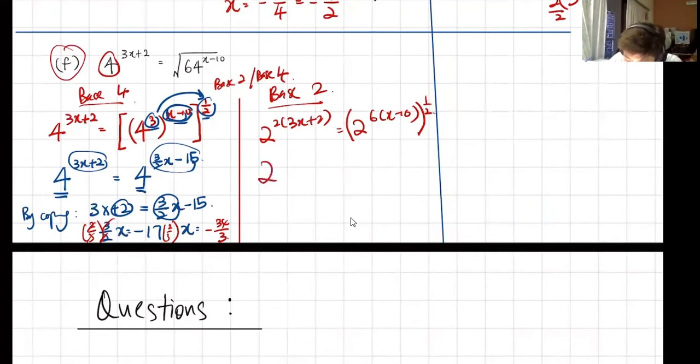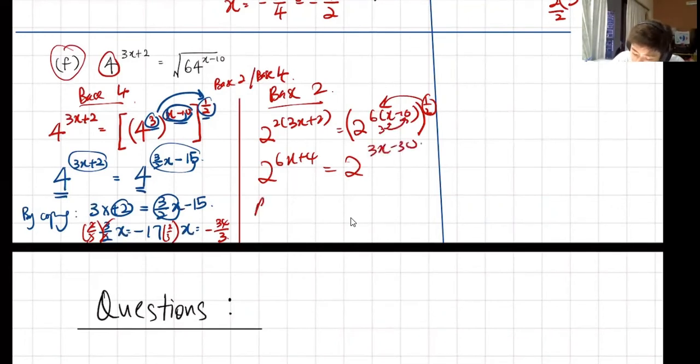So you have this one on the left, 2 to the power of... Again, when powers are neighbors, you can multiply them. 6x plus 4 is equal to 2 to the power of, you multiply them, half times 6 gives you 3. 3 times inside gives you 3x minus 30.